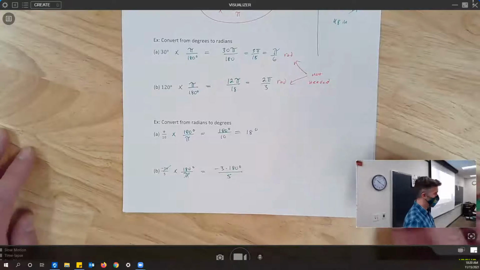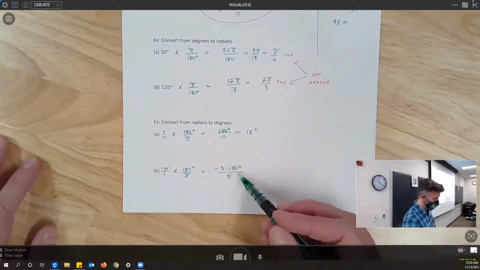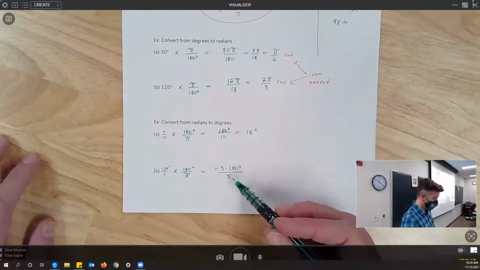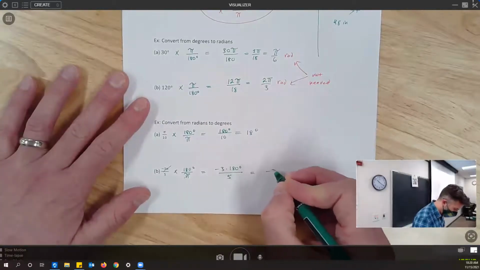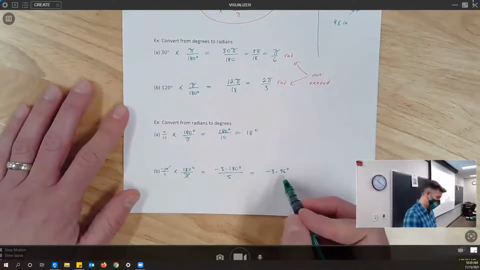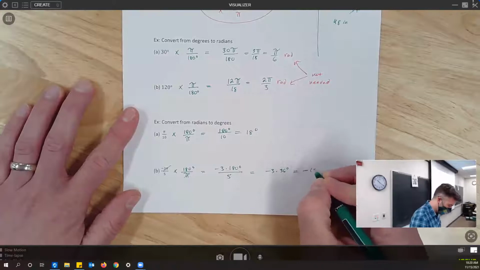When I divide by 5, what I really do is I divide by 10 and then multiply by 2. So if I divide 180 by 10, that's 18. And then multiply it by 2, that's 36. So 180 divided by 5 is 36. That's going to be negative 3 times 36 degrees. 3 times 30 is 90. 3 times 6 is 18. 90 plus 18 is 108.